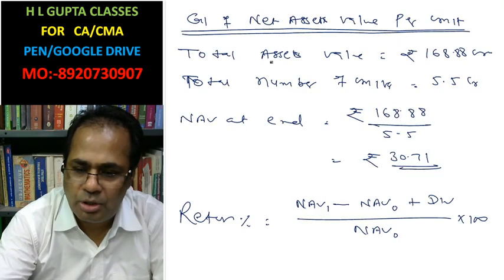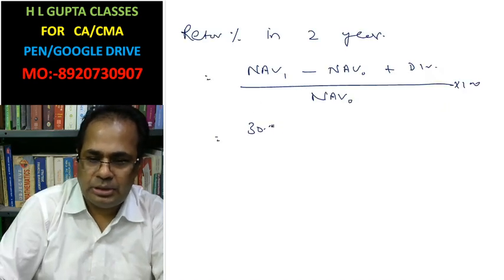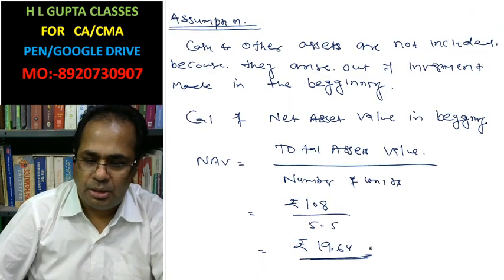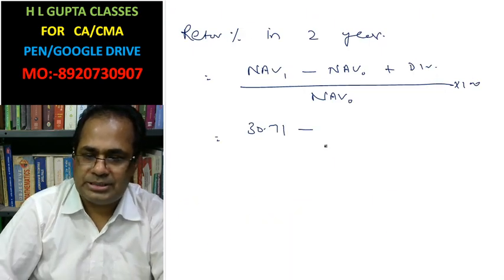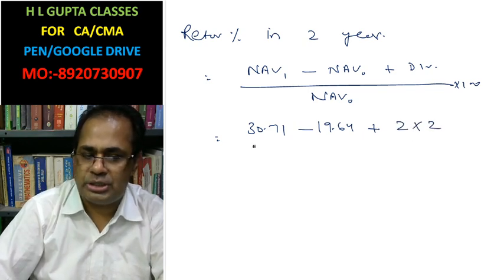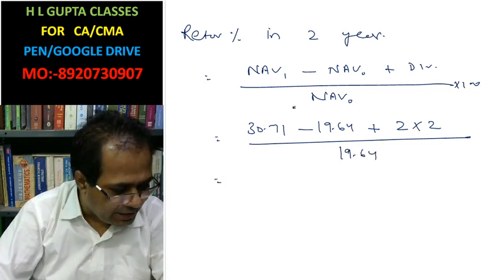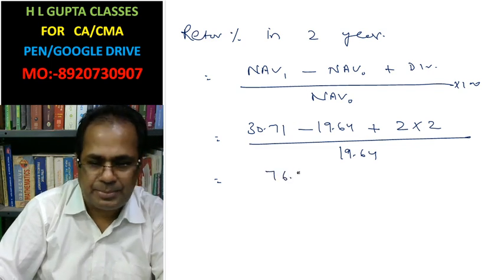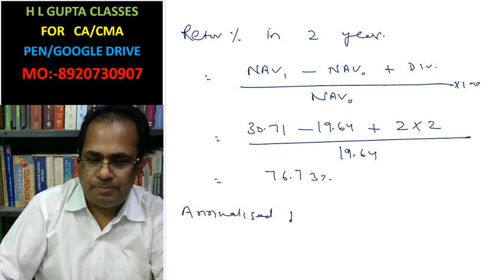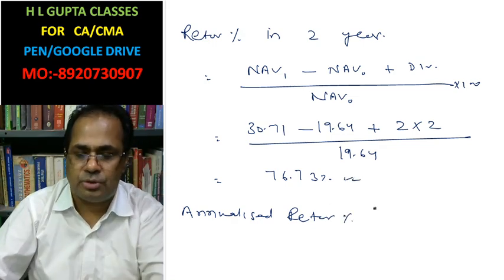This net assets value we have already calculated: 30.71. And net asset value at zero, we have already calculated in the working note: 19.64. Minus 19.64 plus dividend in 2 years. Per year dividend is rupees 2, so in 2 years, this, divided by 19.64. This is return percentage 76.73%. This is the return percentage for 2 years.